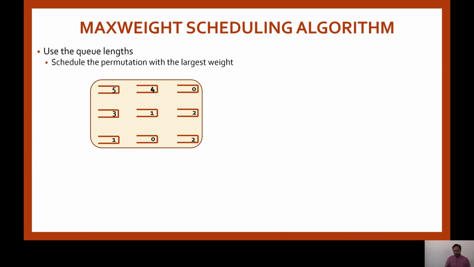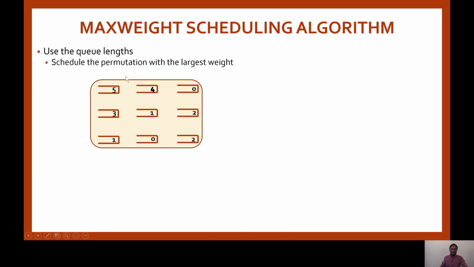Good. So in this talk, the algorithm we'll focus on is the MAXWEIGHT algorithm. And remember, the goal is to find a permutation matrix in each time slot. In MAXWEIGHT, at each time slot, one picks the permutation that has the maximum weight, where the weight corresponds to the sum of the Q lengths in that permutation. So let's see an example.